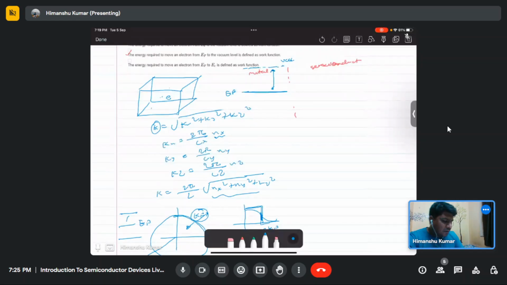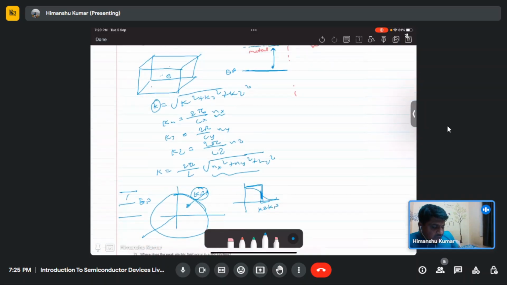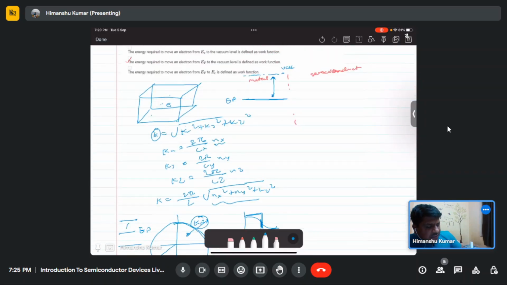Okay. So from the Fermi surface, an electron at the top of the Fermi surface will have around kF energy, and that is known as EF. And the energy required to eject an electron to the vacuum level is known as the work function of the metal. Okay. So this is the work function of the metal.